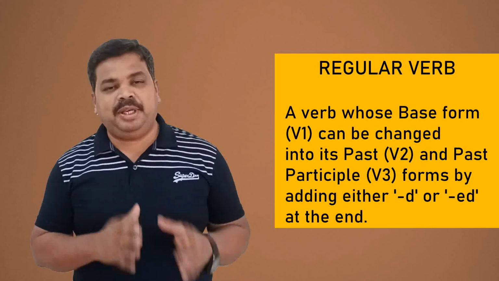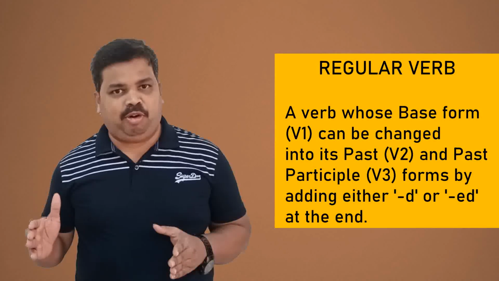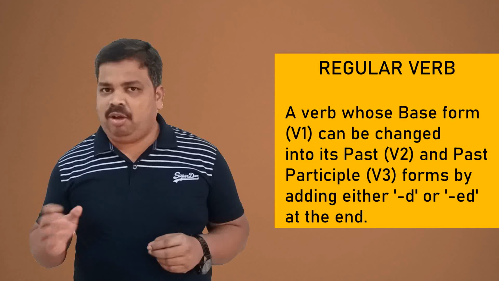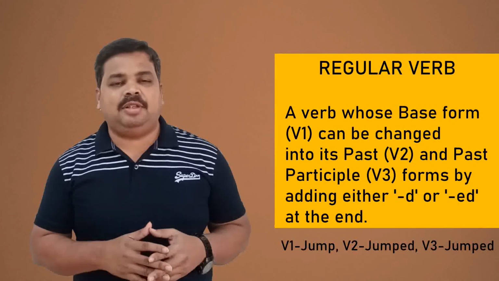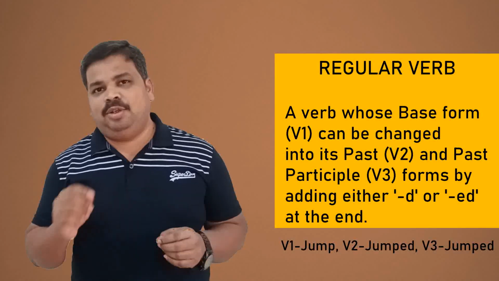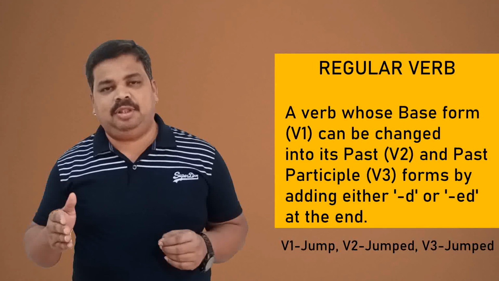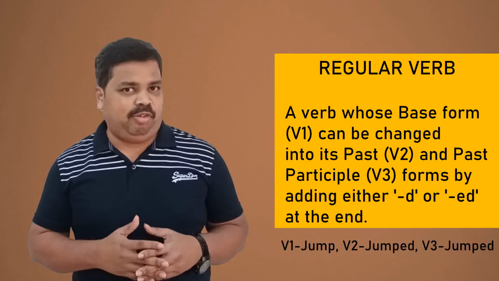What are regular verbs? Let's see the first part. A regular verb is one whose base form can be converted into the past and the past participle form by just adding D or ED. If you look at the word jump, it's a regular verb because we are adding ED to convert jump into jumped, the past form, and jumped, the past participle form.